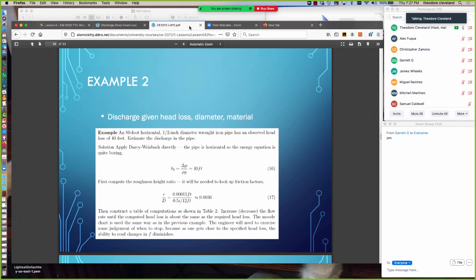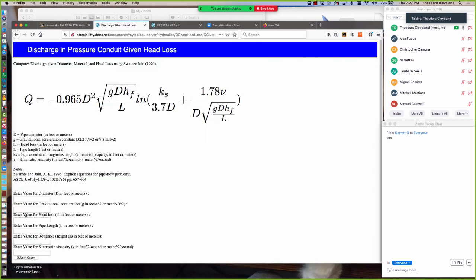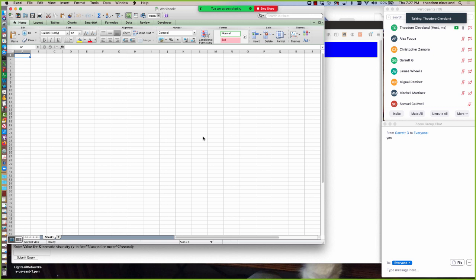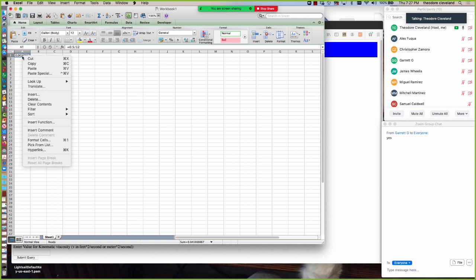So the diameter of our pipe is 1/2 inch. That would be 0.5 feet. No, that's 6 inches. 1/2 inch is, rats, I need a calculator. I can't do that in my head. Okay, so there is my diameter.